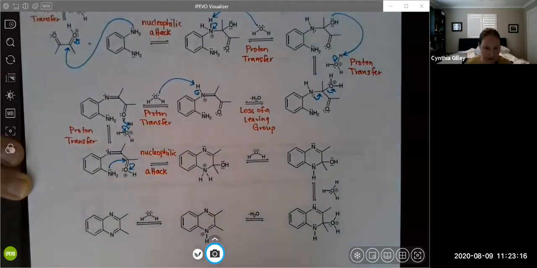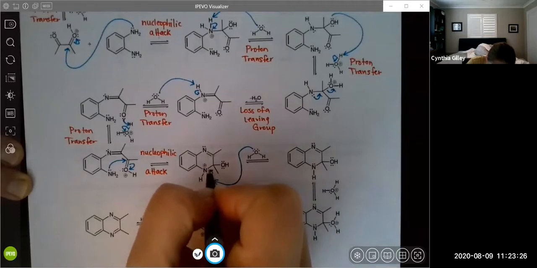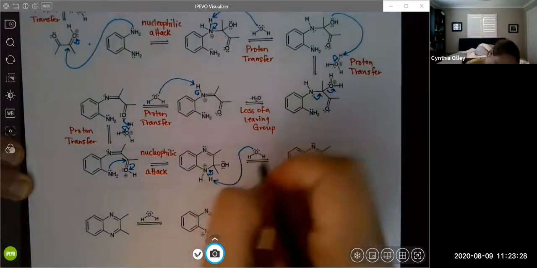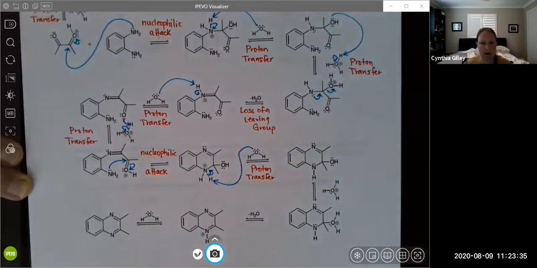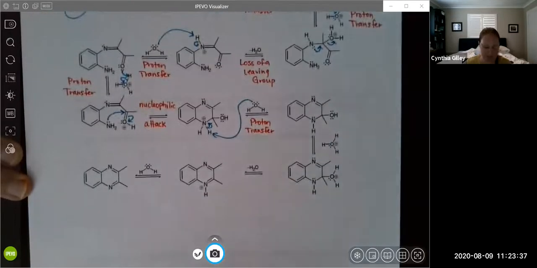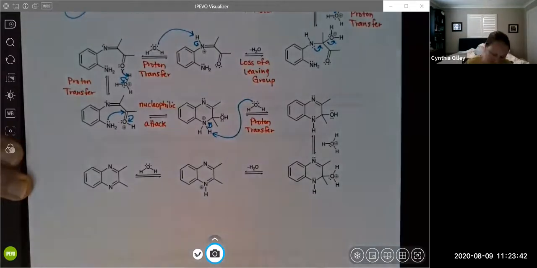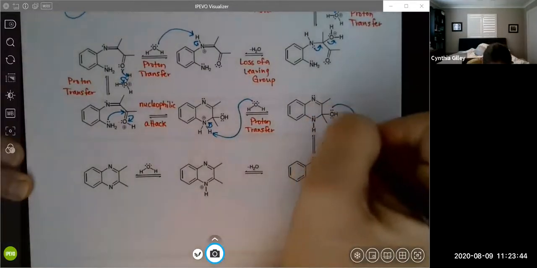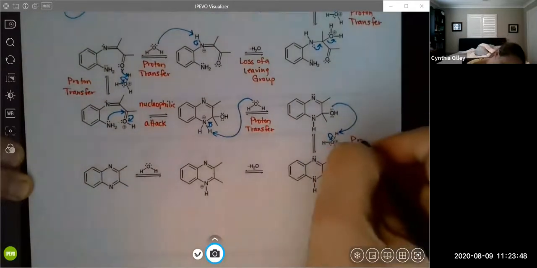From here to here, if we analyze what's different, it looks like we're losing a proton on the nitrogen. So they've drawn in water again. You can go ahead and use water to come and take that proton. Okay, and then looks like we're gaining that proton on the oxygen. So we can go ahead and pick up a proton on the oxygen, so another proton transfer.